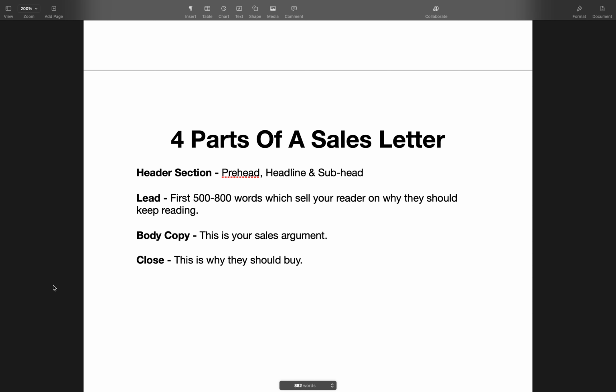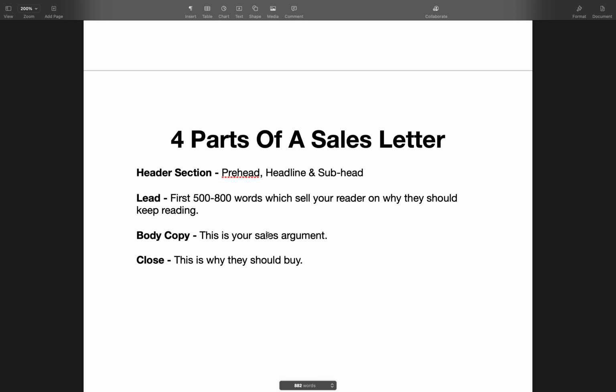And the lead is really great. If you haven't read this, there's a book called Great Leads. I think it's by Mark Ford. It might be by Michael Masterson. But he talks about the 6 different types of leads, and these are the 6 leads that Agora uses in their sales letters. But basically, the first 500 to 800 words are going to sell your reader on why they should keep reading. Then you get into your sales argument, right?